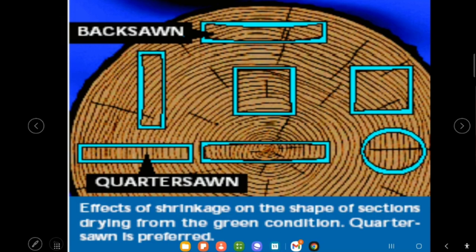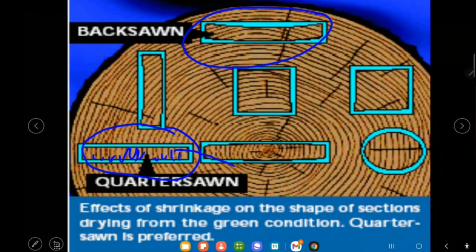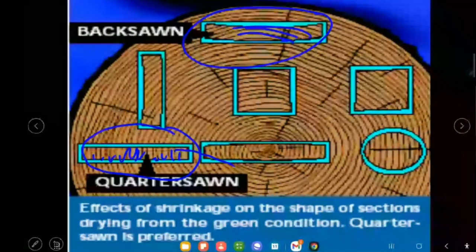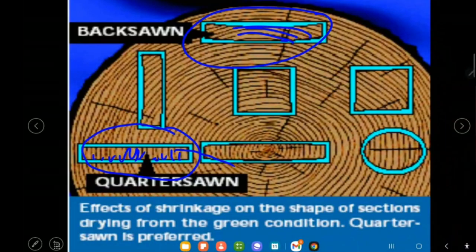So how the cutting method results in different types of shrinkage, with regard to direction, is like this. Sometimes we will have quarter sawn, which is like this, and then we have back sawn. In the quarter sawn, you will have the edge grain, which looks like this, and for the back sawn, you will have the flat grain, which is like this. How do we differentiate quarter sawn and back sawn? You can easily think like this.